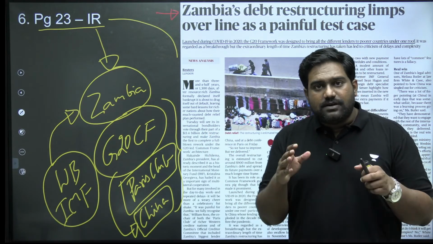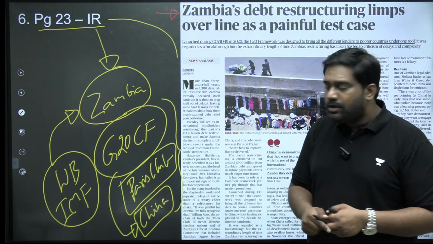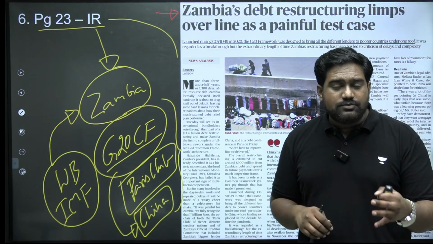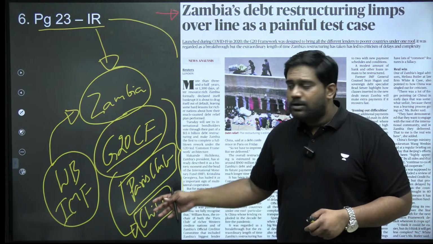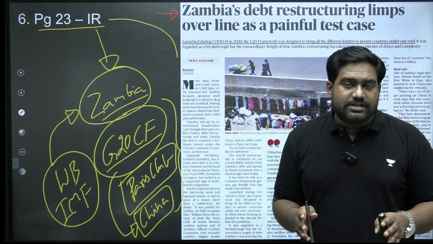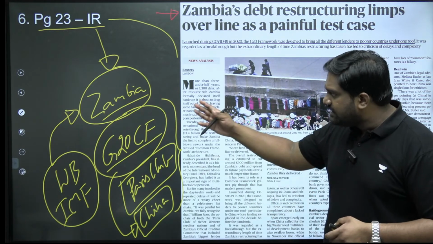So Zambia becomes the first country to have successfully restructured its foreign debt with the help of the G20 Common Framework. So there could be a prelims question based on this. What is the G20 Common Framework? What is the Paris Club? Or which country was the first to successfully restructure its debt through the help given by the G20 Common Framework? The answer is Zambia.